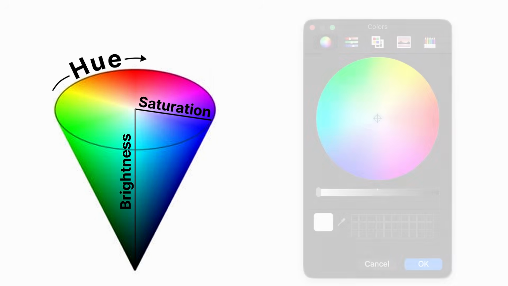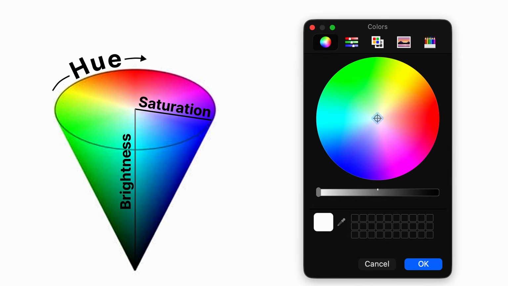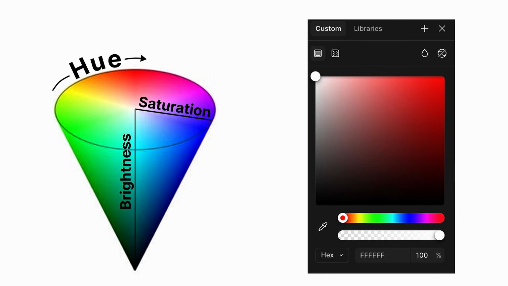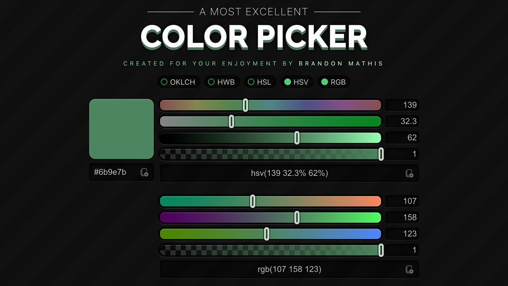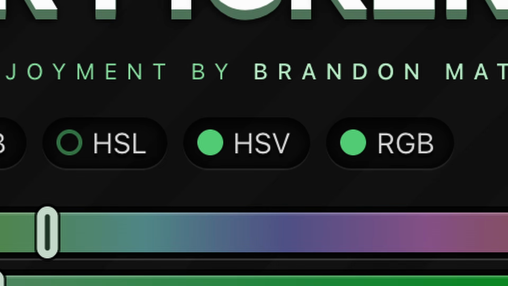For example, here is the color picker from DaVinci Resolve, a video editing software. The color picker shows a slice of the HSB cone perpendicular to the brightness axis. Here's another color picker from Figma, a user interface design software. The color picker shows a slice of the HSB cone parallel to the brightness axis. The website colorpicker.dev is a helpful resource for picking colors using a variety of methods. Note that HSV is the same as HSB, except that it uses the word value instead of brightness.